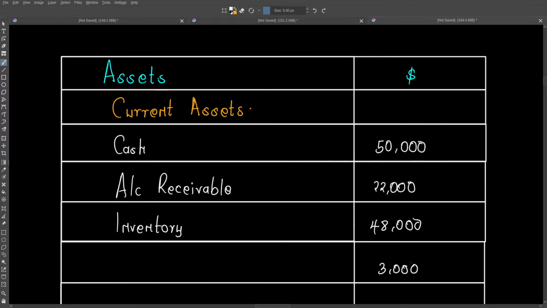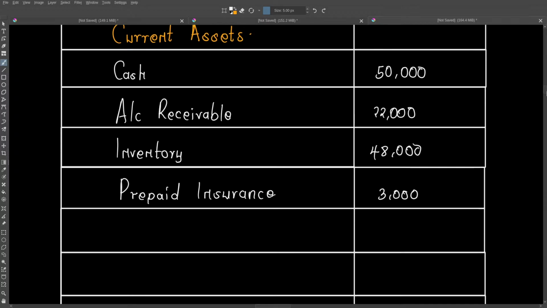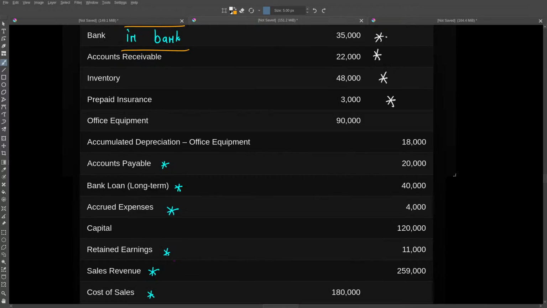So this is still under current assets. Okay, so we have prepaid insurance. These are current assets. Now up to this point, we have office equipment.